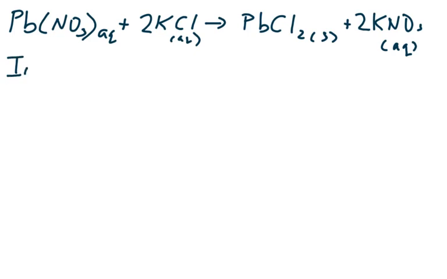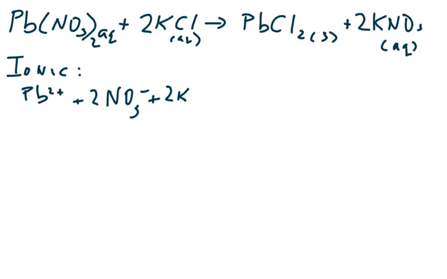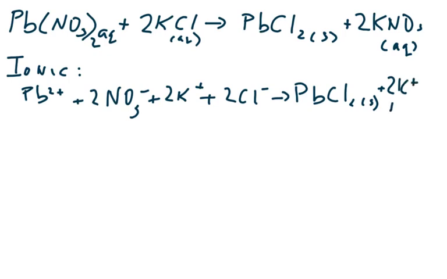And this is a review from grade 11, so hopefully it makes sense. So anything that's aq gets broken apart into its ions. So Pb2+, add 2 NO3 minus, add 2 K plus, add 2 Cl minus. We don't break apart the solid, so it stays the same. And this becomes 2K plus and, sorry, not 2, just 1 NO3 minus.